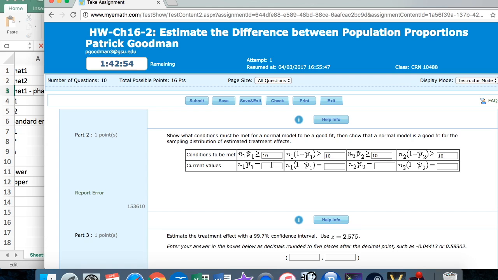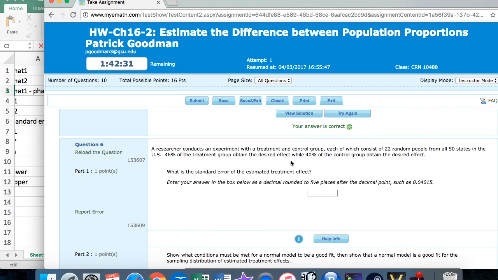Same as before, when we were doing our sampling distributions, you remember your n times p hat and then n times 1 minus p hat. Those had to be at least 10. This is the same thing. The only difference now is we have two different samples, so we have n2 and n1. Well, these are the exact same, and then down here, you just compute the values. They give you them here.